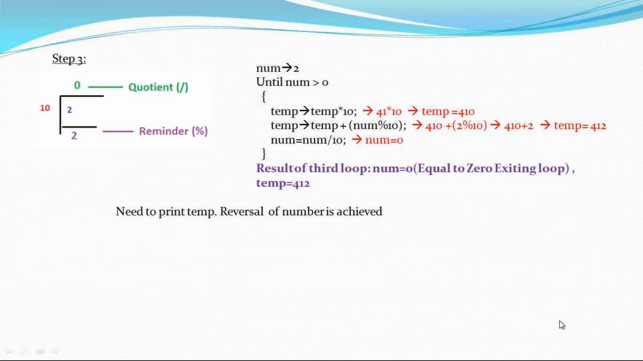Here temp is assigned temp into 10 again, that is 41 into 10, so 410. Next, temp is again assigned temp plus num mod 10. The num value that we obtained from the previous loop is 2. So 2 mod 10 gives us 2. 410 plus 2 gives us 412. Next, num is assigned num divided by 10, that is 0. So 0 is not greater than 0, so the loop is broken and exited. So the temporary variable is the result, that is, the input has been reversed to 412.